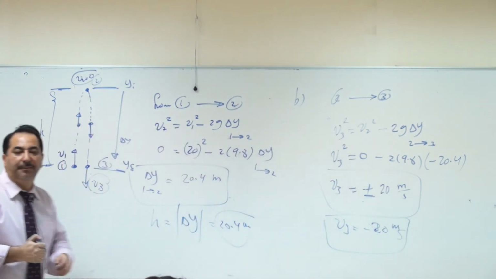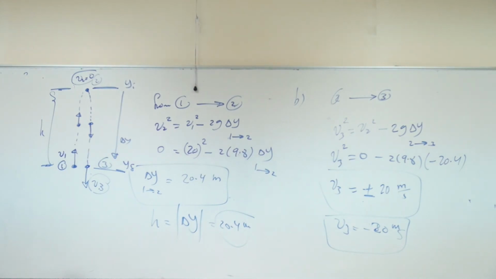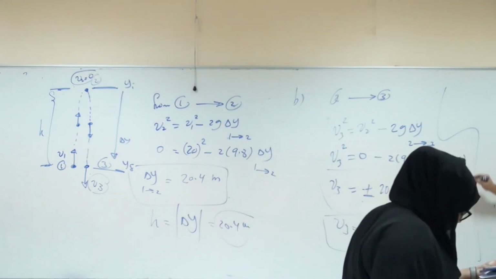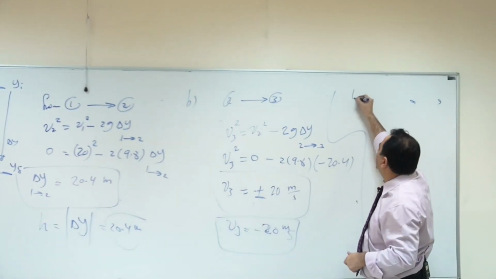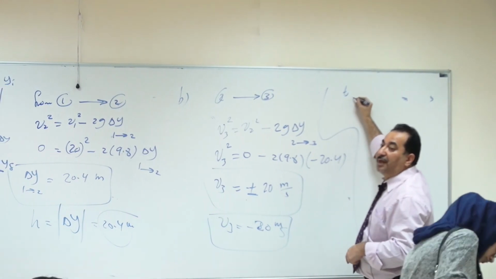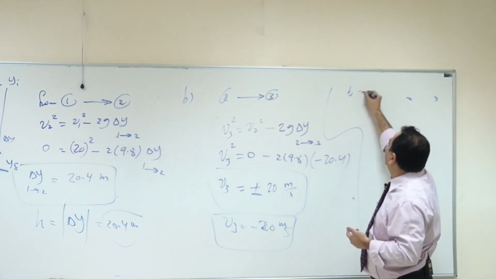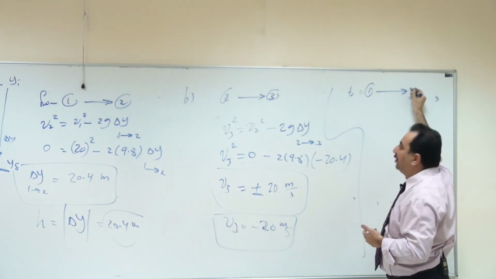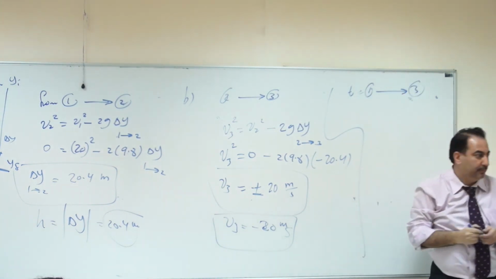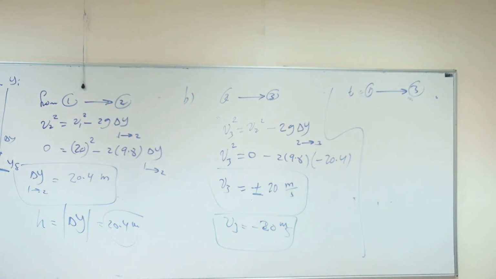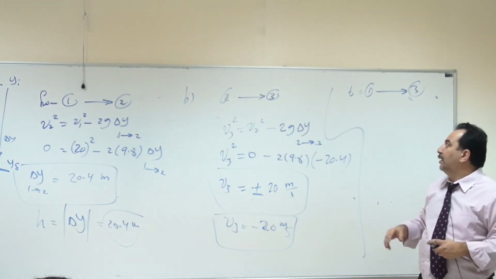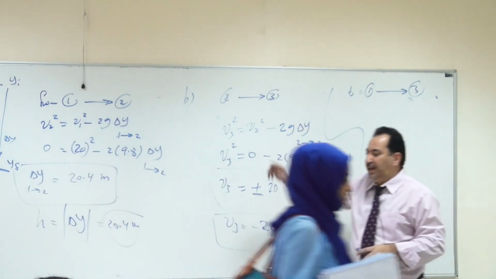What is the last part? How long it's in the air? Which means, which time? T from point 1 to point 3. From point 1 to point 3. I'll finish in 5 minutes. If you don't know, I'll just finish this one. Okay? From 1 to 3.